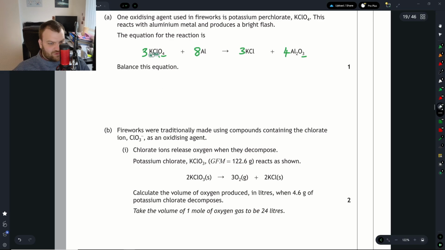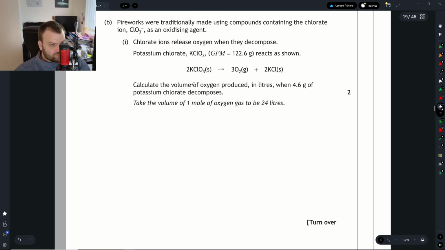And that would give you your correct answer. If you end up with multiples of them, so 6, 16, 6 and 8, that's also acceptable. But 3, 8, 3 and 4 would do the job as well. Next up, we are asked to do a calculation. We want the volume of oxygen produced in litres, and we're given a mass of the potassium chlorate.